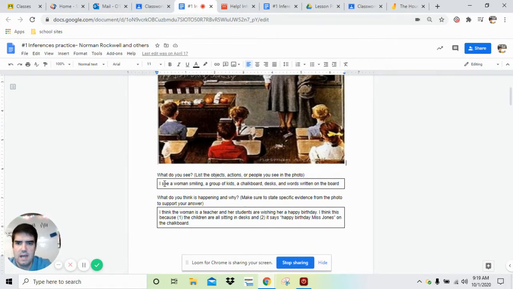What do you see? I see a woman smiling, a group of kids, a chalkboard, desks, and words written on the board, all right? For question one, only write what you see. Only write things that you can point to on the screen, okay? Only things you can point to on the screen, okay? Very, very important.